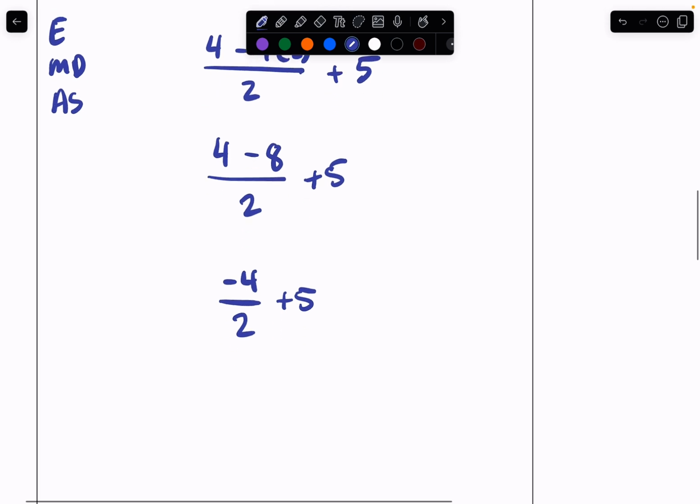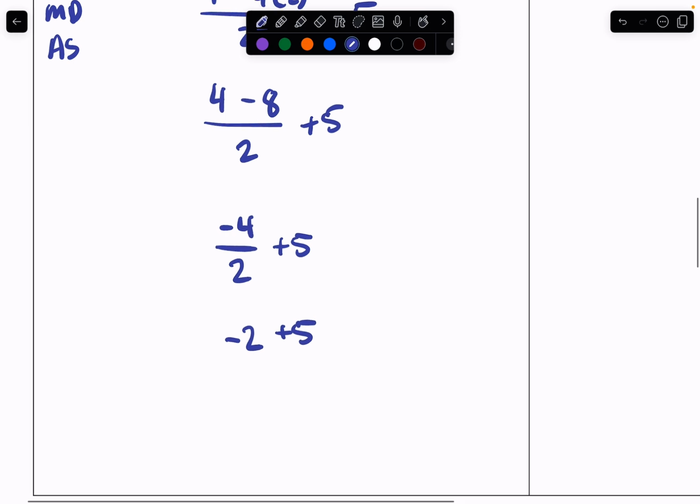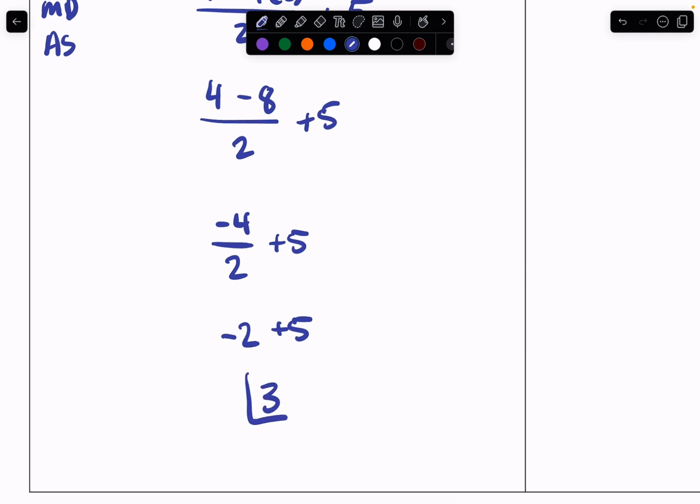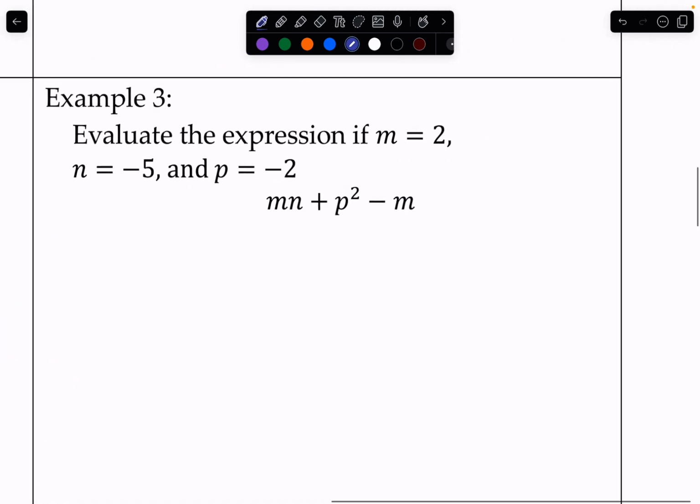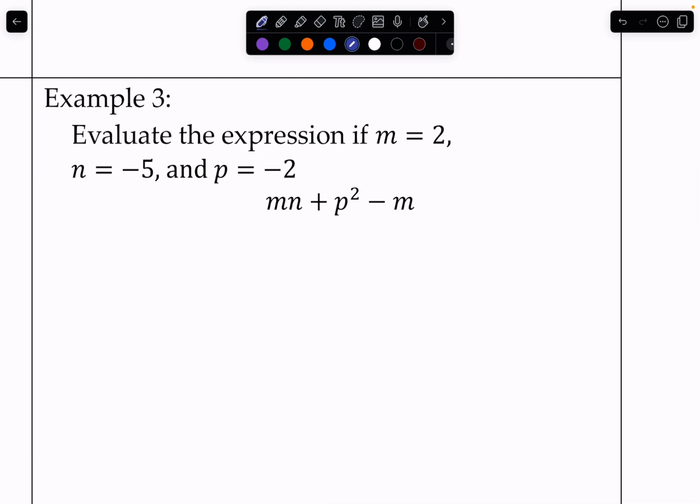And now I can simplify that fraction or evaluate that division. Negative 4 over 2, that's the same thing as negative 4 divided by 2, which is negative 2. That grouping symbol's taken care of. Now that division's taken care of, and I can finally just do negative 2 plus 5, which is 3. So you're going to see problems like this. You're also going to see another type of problem where we're going to sub in values, and then we are going to simplify those expressions after we substitute in these values.